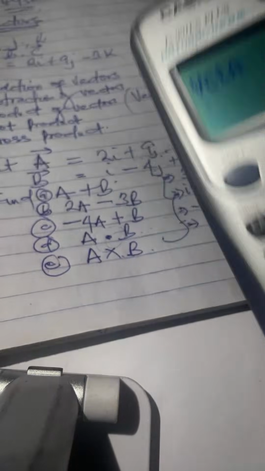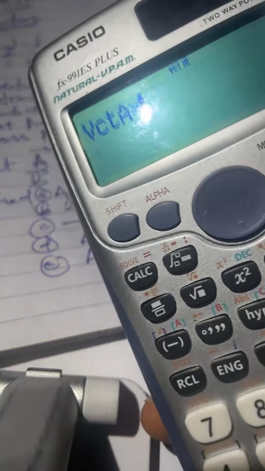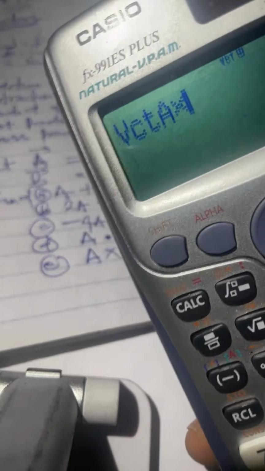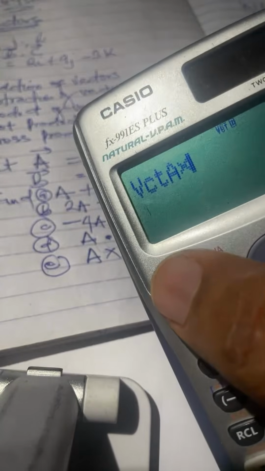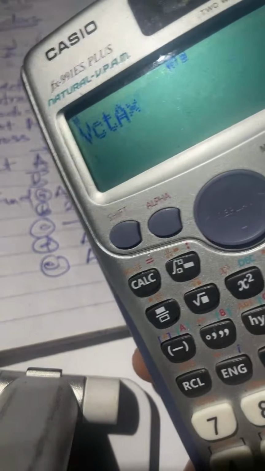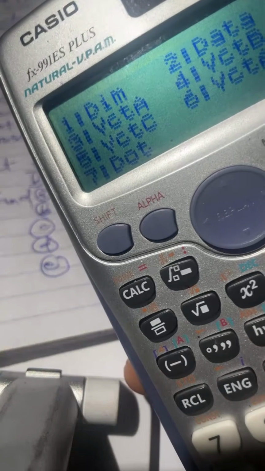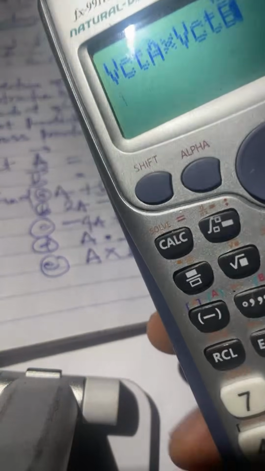So how do you do cross? Now cross is just the multiplication sign. You say times. That is how you get cross. Then you press shift again, bring vector B. Shift 5. Vector B is number 4. All right, so what did this give us?